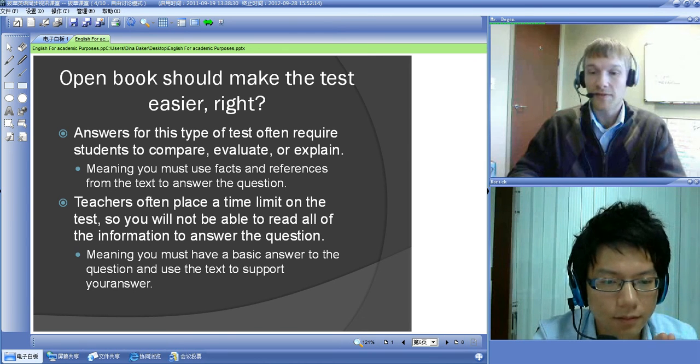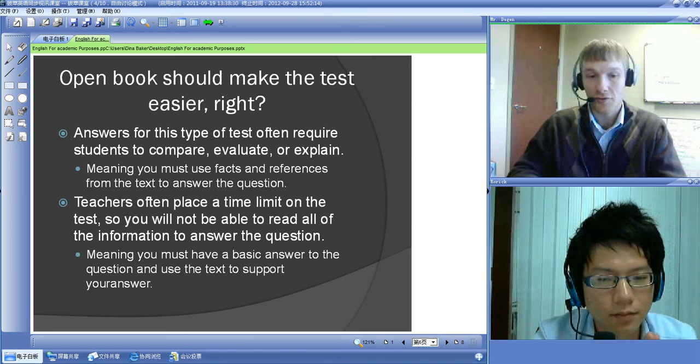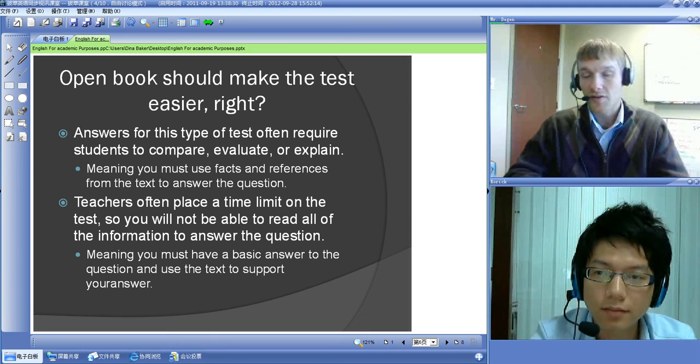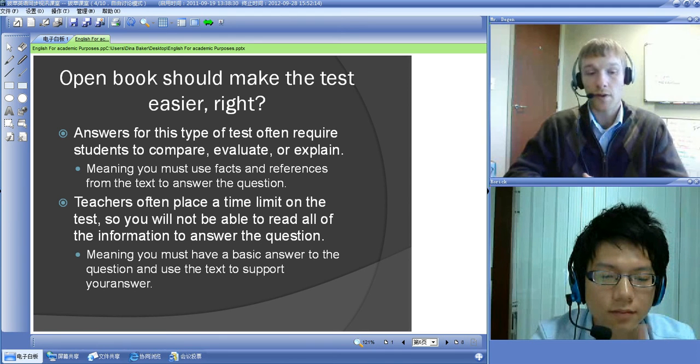Another thing that can make it difficult is the teachers often place a time limit on the test. So you're not going to be able to read all of the chapters. They might give you 60 to 100 pages that the test is going to cover, and you're just not going to have time to read all that information during the test. So you just want to be able to use the textbook as a reference, so you can provide examples and things like that. Any questions there?